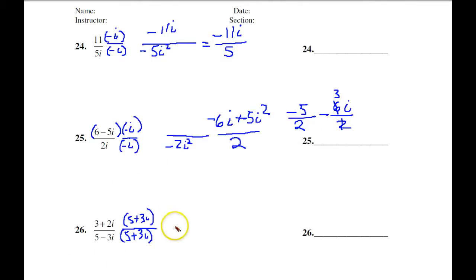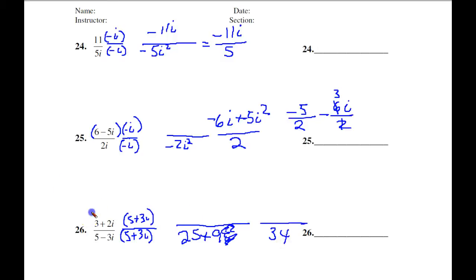Okay, let's FOIL our denominator here. 5 times 5 is 25. This times this is a -9i squared, I should say. i squared is a -1, so this is going to become eventually a positive. And the i squared goes away. So our denominator here is 34.